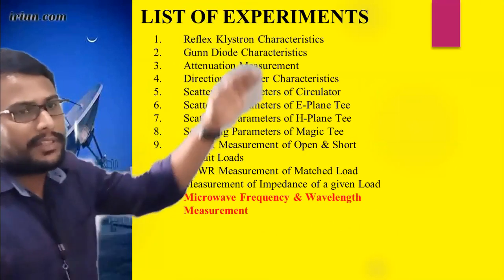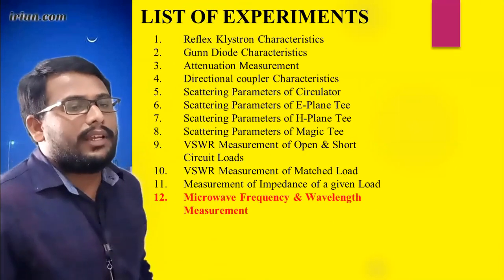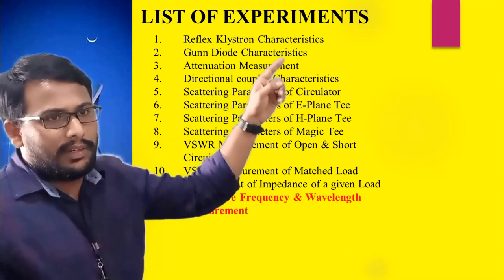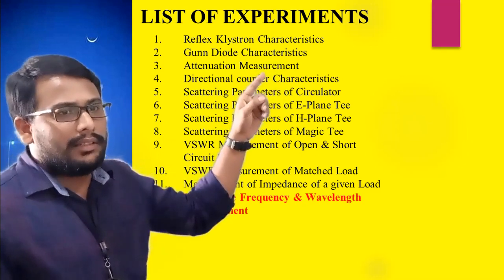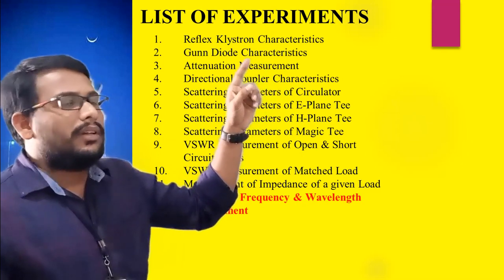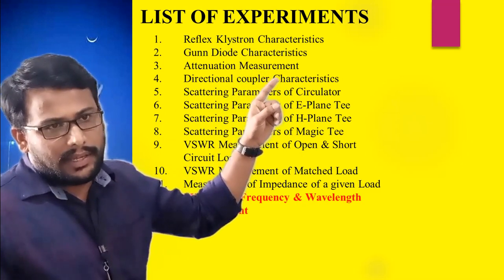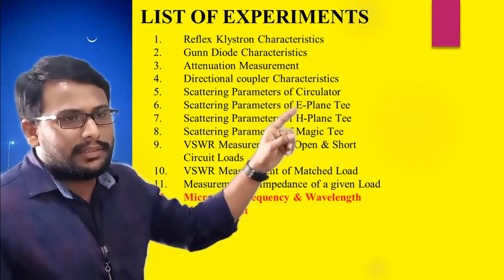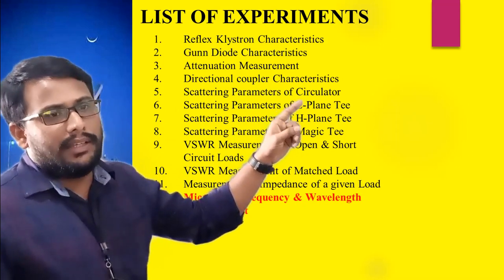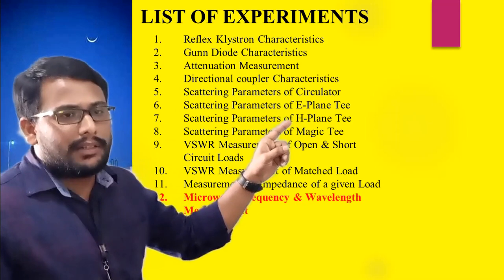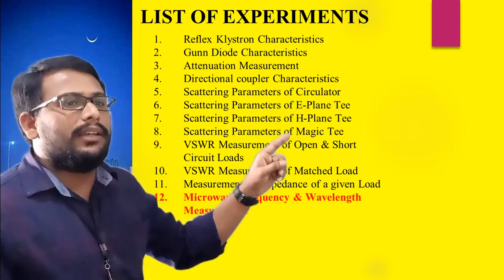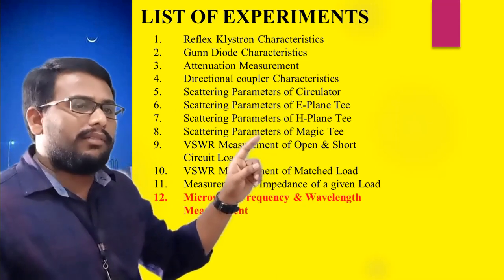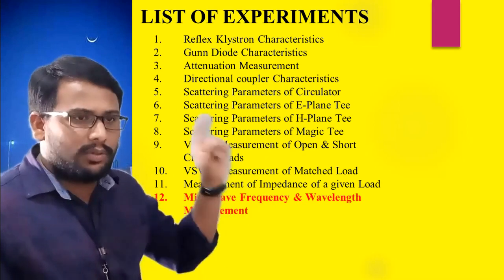The list of experiments in the Microwave Engineering Laboratory is: first, reflex klystron characteristics; second, Gunn diode characteristics; third, attenuation measurement; fourth, directional coupler characteristics; fifth, scattering parameters of circulator; sixth, scattering parameters of E-plane T; seventh, scattering parameters of H-plane T; eighth, scattering parameters of magic T; and ninth, voltage standing wave ratio measurement of open and short circuit loads.